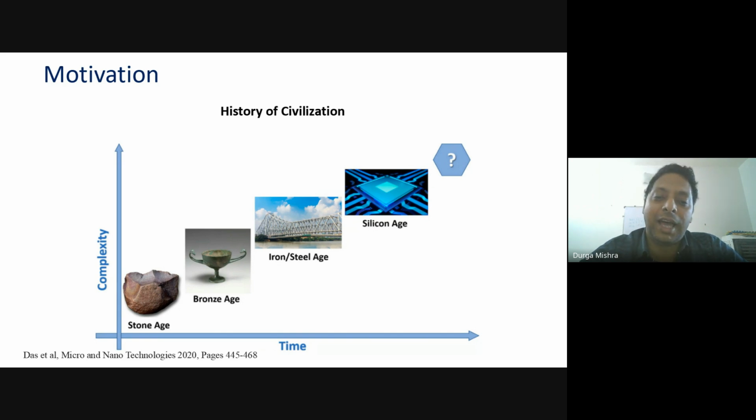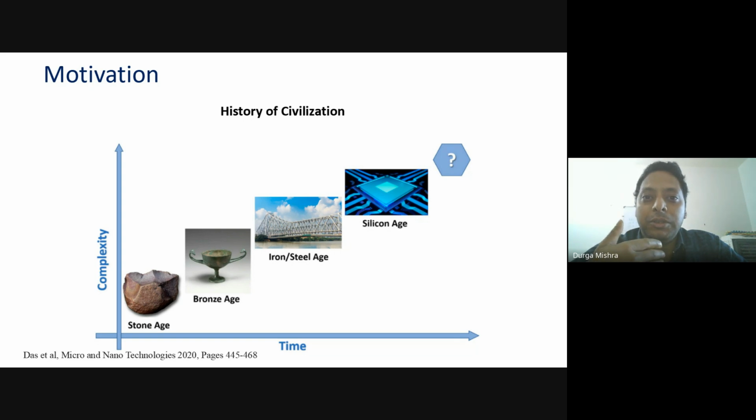So that means our civilization has been defined by what kind of material we have used and how complex we can make it, so that we can advance some form of technology. And that is how one can associate our civilization with the materials that we have used. So that means for the next phase of our civilization, we still don't know what materials will lead in the next stage.